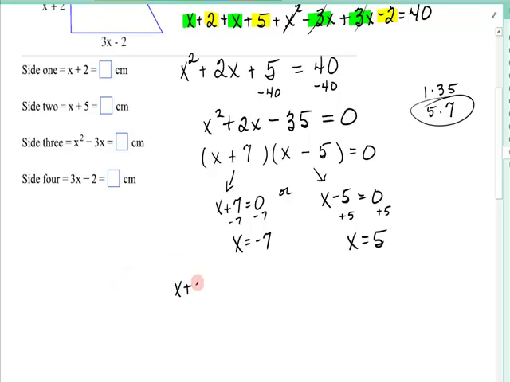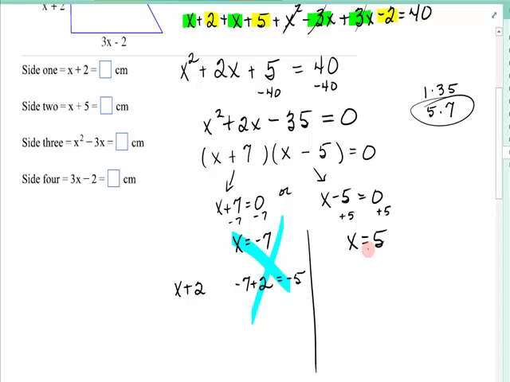So I have x plus 2. And I'll just do this. If x is negative 7, that's negative 7 plus 2. I put that in the place of x, which is negative 5. Uh-oh. Can the length of the side of a shape be negative? The answer is no. I'm not even going to go any further with this because I can't have a length that is negative. I can have a negative number as a number, but I can't have a negative length.